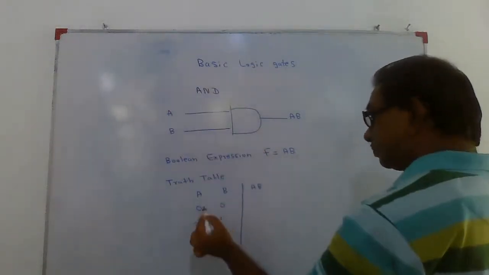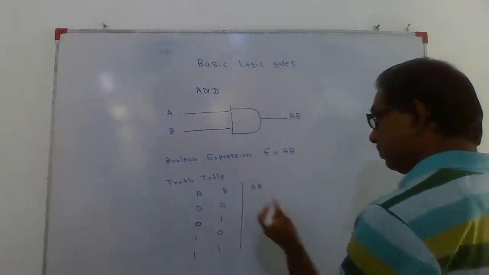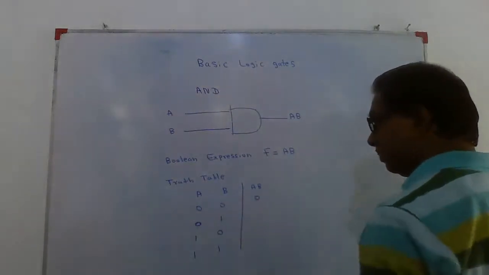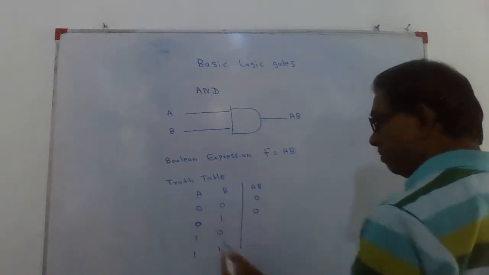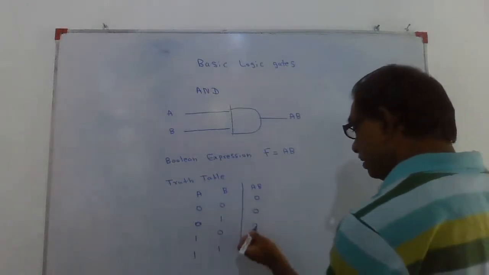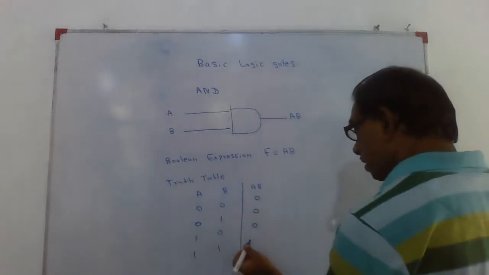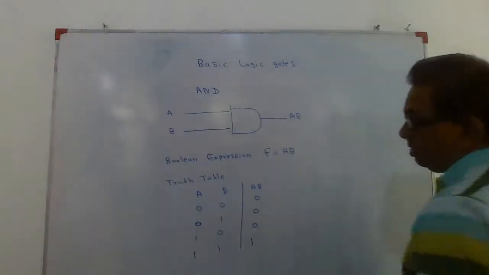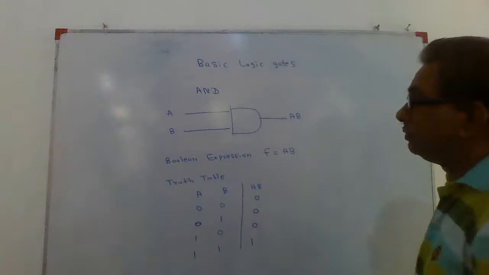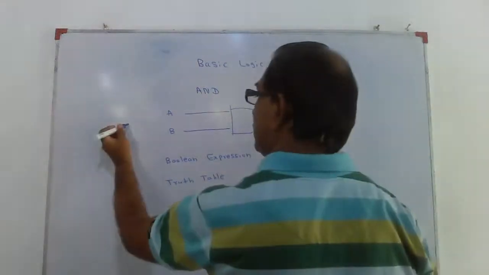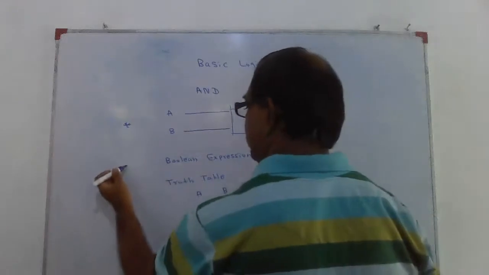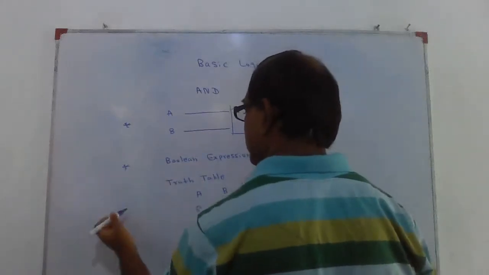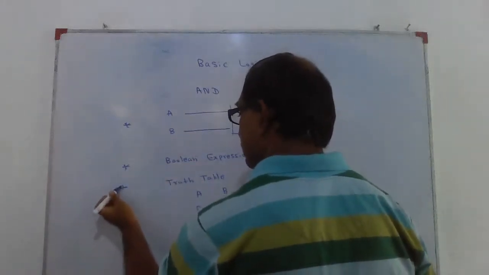So 0 into 0 is 0. 0 into 1, again 0. 1 into 0, again 0. 1 into 1, 1. So this is the idea. So we have three things: this is the gate, this is the Boolean expression, and this is the truth table.